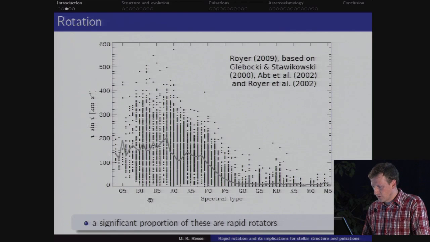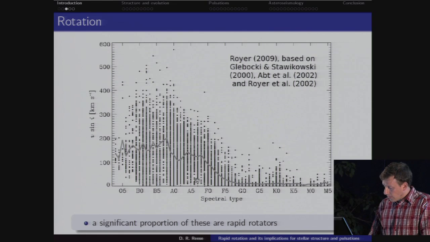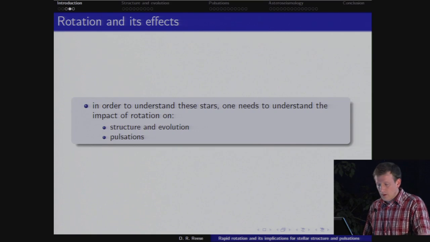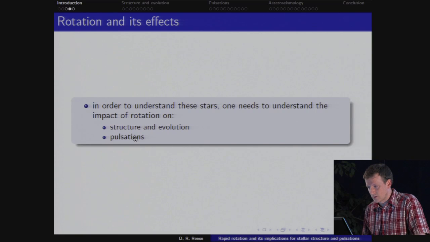histogram, which shows the projected equatorial velocity as a function of the spectral type. And you can see that for types earlier than F0, you have quite rapid rotations, whereas for solar type stars, you're really a lot slower. And so if you want to understand these stars, you have to understand the effects of rotation and how it impacts their structure and evolution, and also their pulsations.